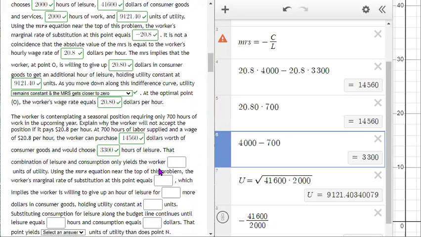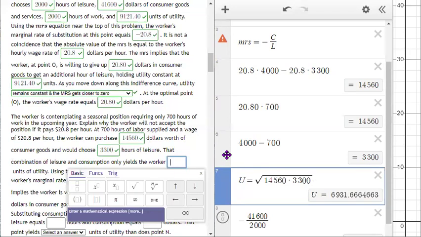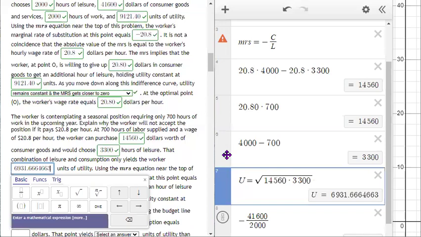Now that combination of leisure and consumption yields the worker only how many units of utility? So I'm going to change this to 14,560. That's the consumption level. My leisure level is 3,300. That means my utility is that value. I'm going to copy that over to here. Has my utility fallen? Yes. My utility's fallen a lot.